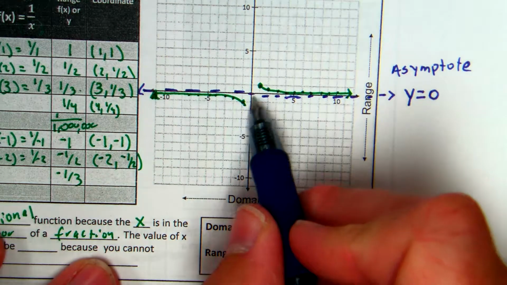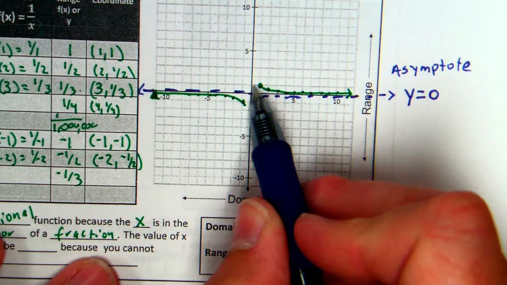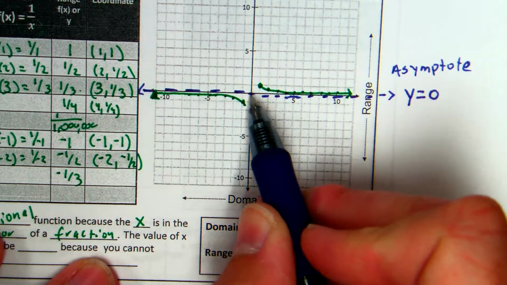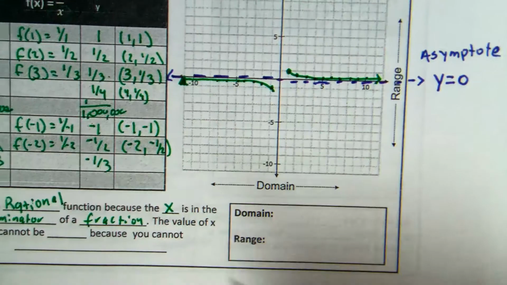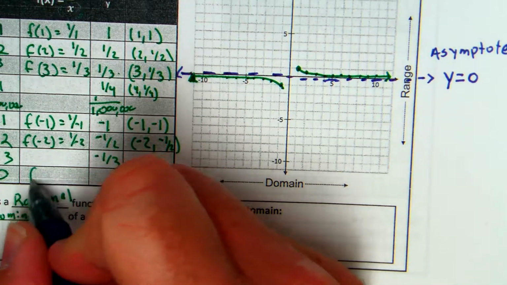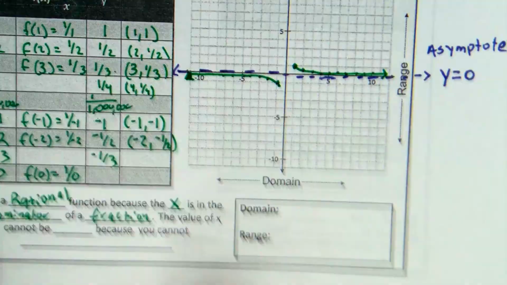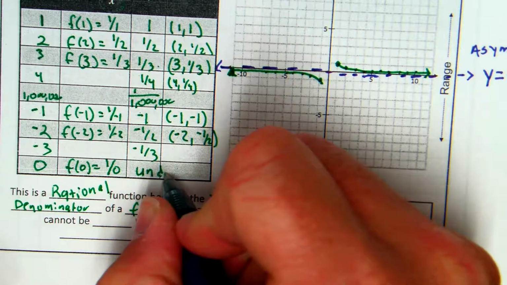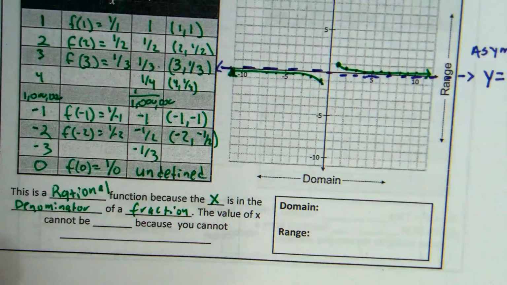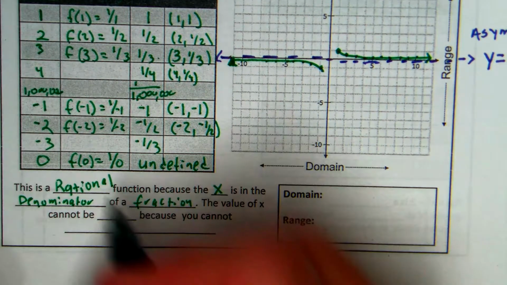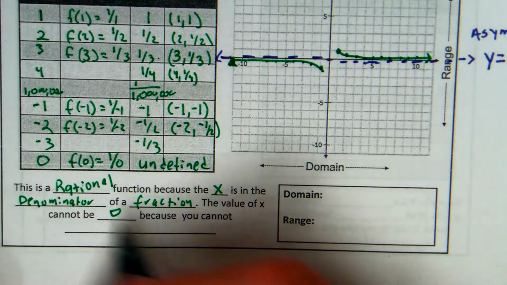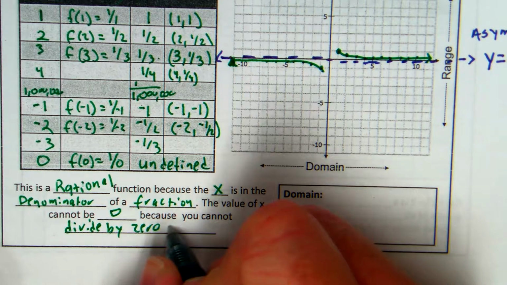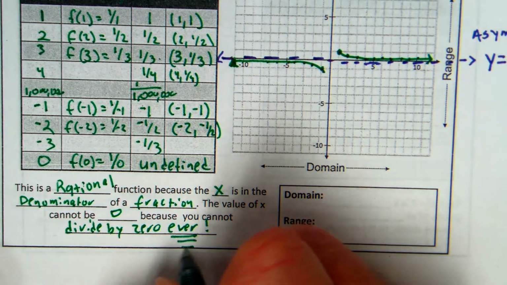Now, you'll notice I've not connected these lines. I want to talk a little bit about what goes on in here, because some interesting things happen in here. If I were to pick 0 for my x, do you know what f of 0 would be? Well, any number divided by 0 is undefined. You're not allowed to divide by 0. In fact, the value of x cannot be 0 because you cannot divide by 0 ever. That's one of the big no-nos in math.